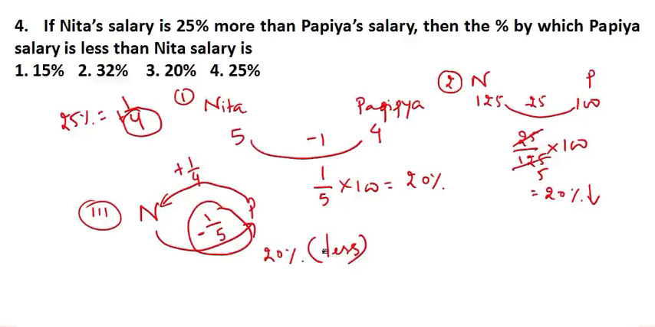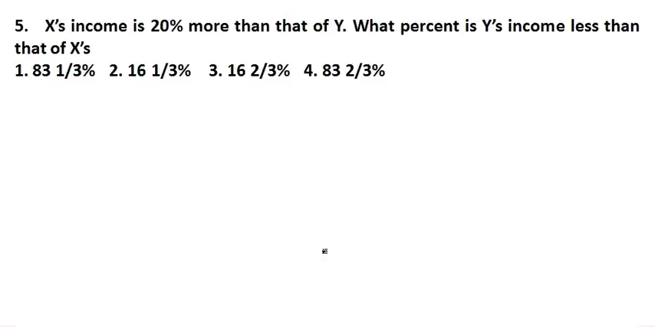According to the data, you can apply any approach according to your convenience, but you should know all these approaches. Okay, let's move ahead. Read the question carefully. X's income is 20% more than Y's. This is X's income and this is Y's income. What is 20% now? 20% is 1 by 5. So X's income is 1 by 5 more than Y's.